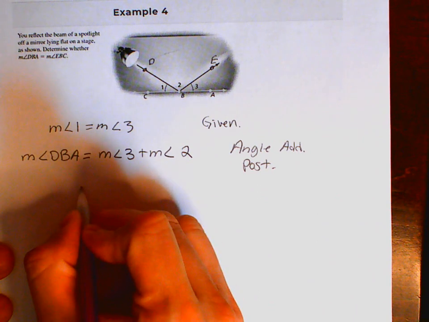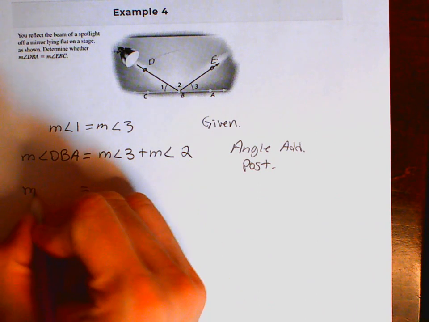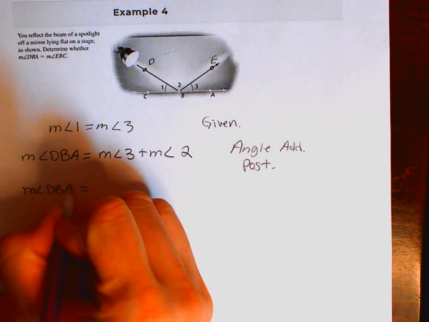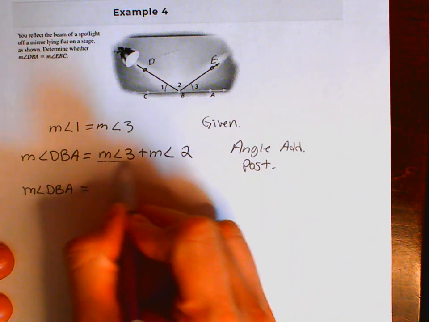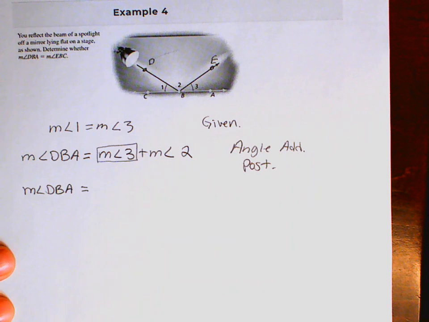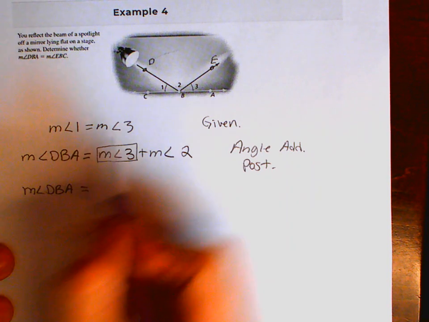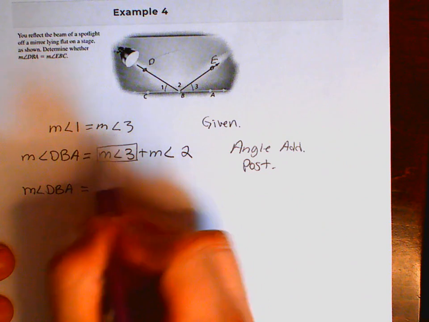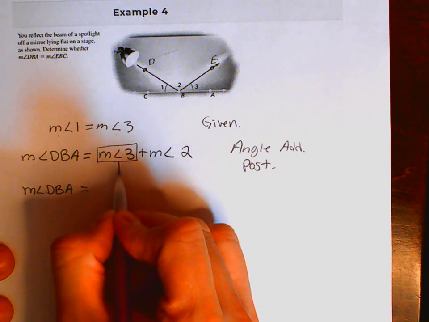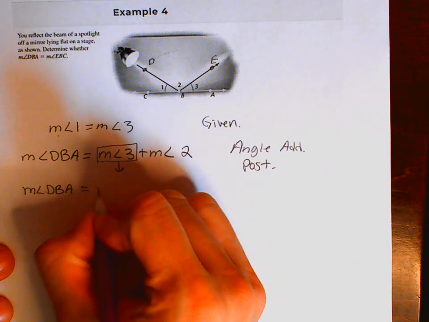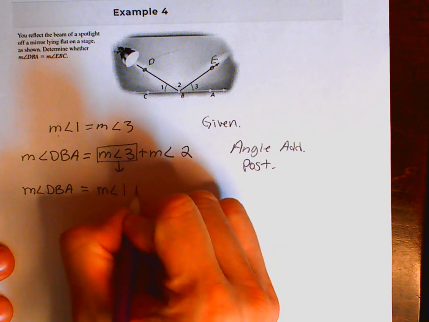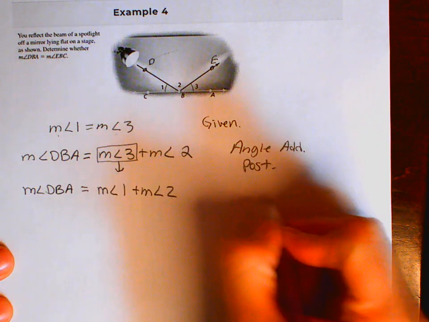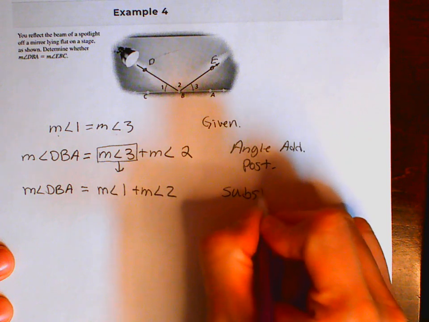Now here's the thing. Check this out. What does the measure of angle 3 equal? Well, the measure of angle 3, according to statement number 1 up here, is equal to the measure of angle 1. So I'm going to substitute. I'm going to put the measure of angle 1 in its place. So what did I do? I did a substitution.